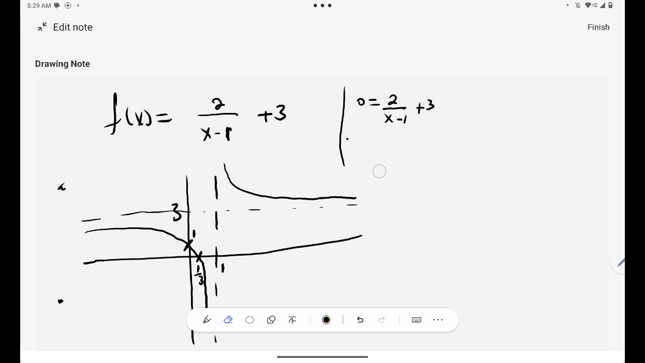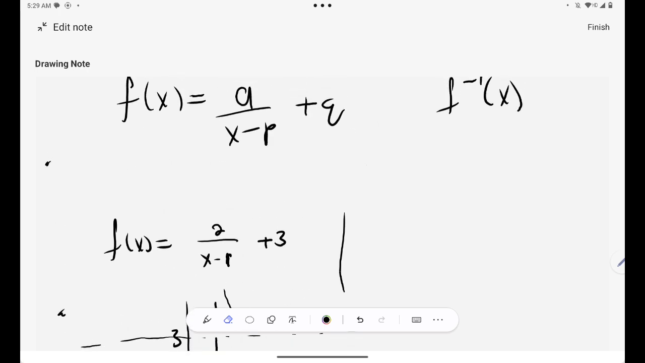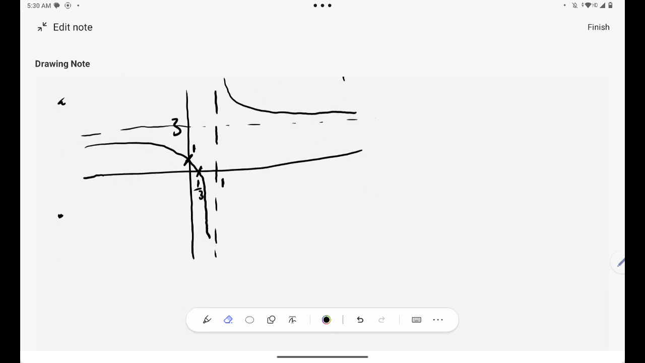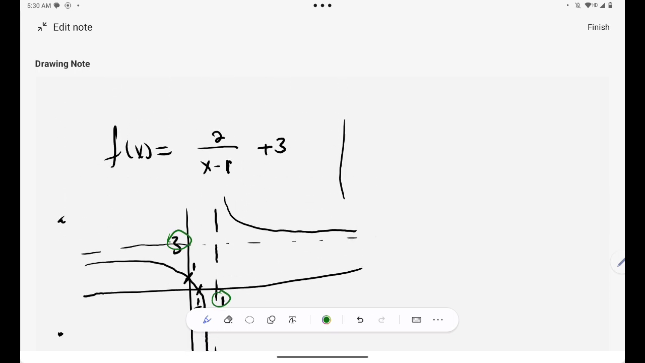Something I want to indicate clearly. My horizontal asymptote is that y is equal to 3, and my vertical asymptote will be at x is equal to 1. Are we together?